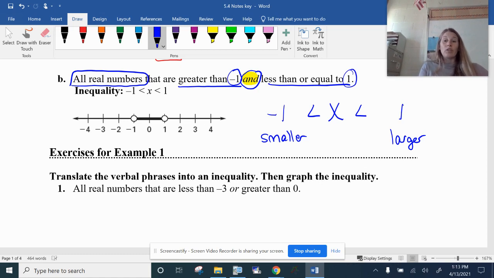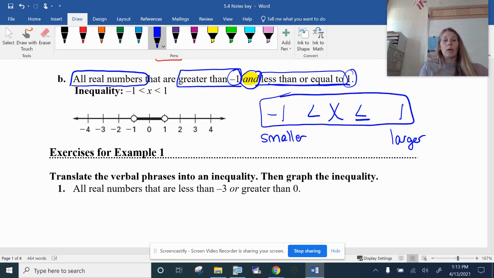Now, the only thing you would have to check is, do you need an equal to underneath either of these? Greater than -1. So the one by the -1 did not have an equal to. Less than or equal to +1. So this one would need the equal to. So this would be our answer. So this is actually incorrect. Should have a line there.